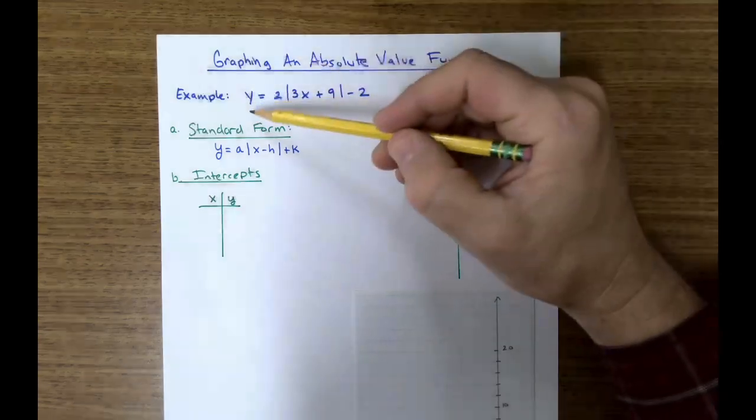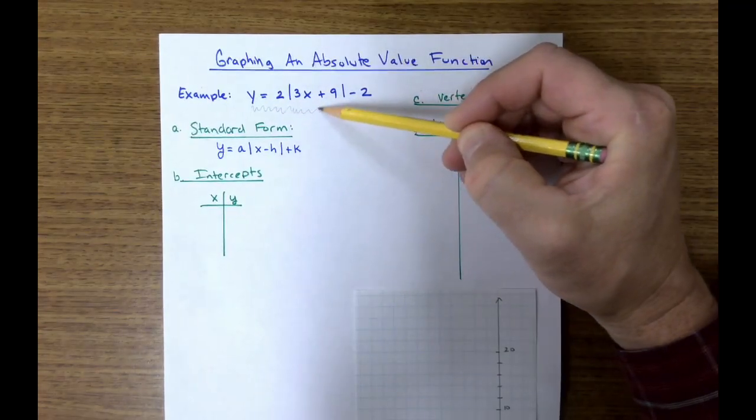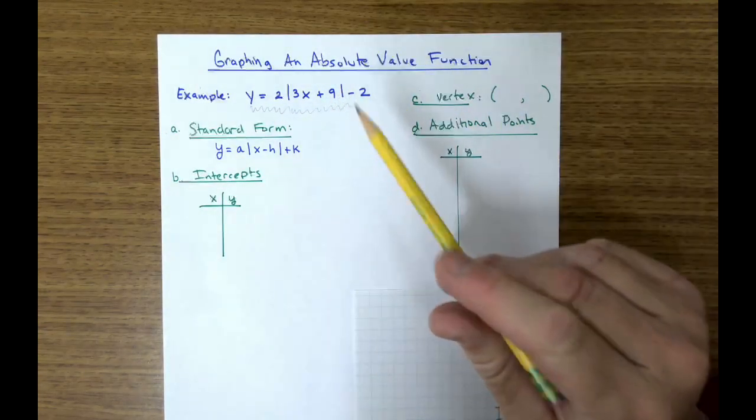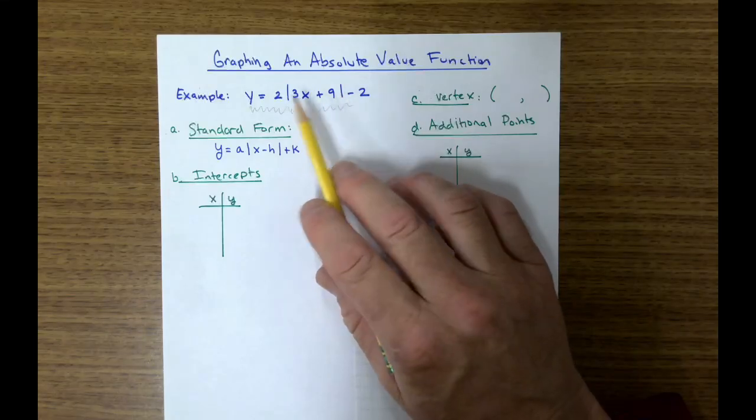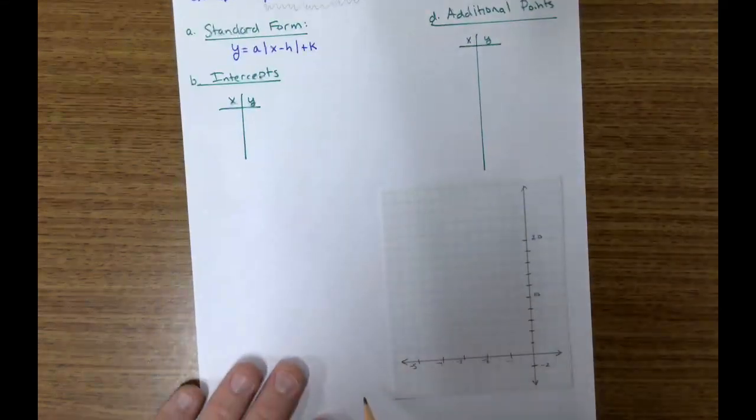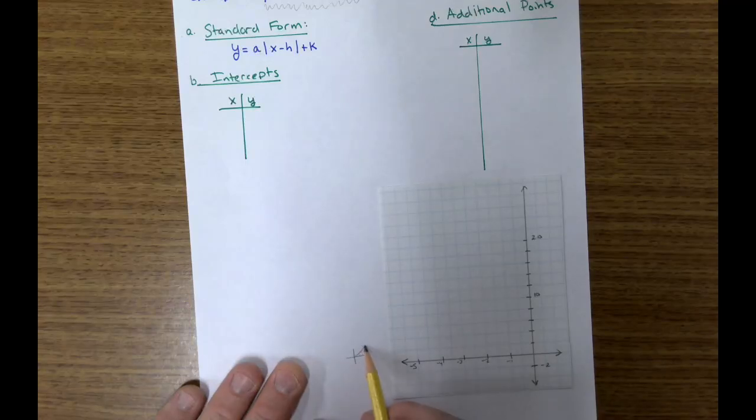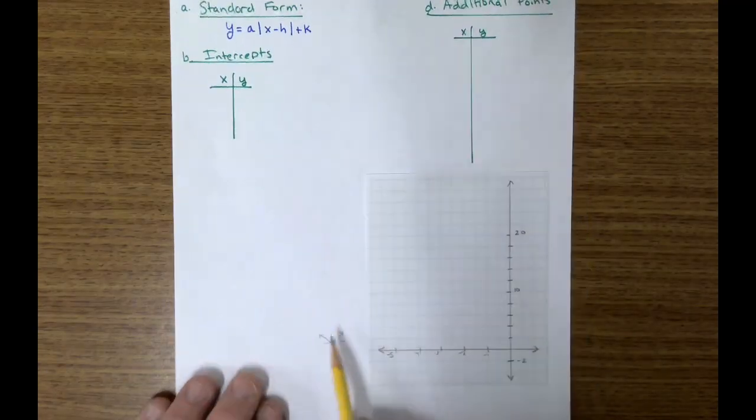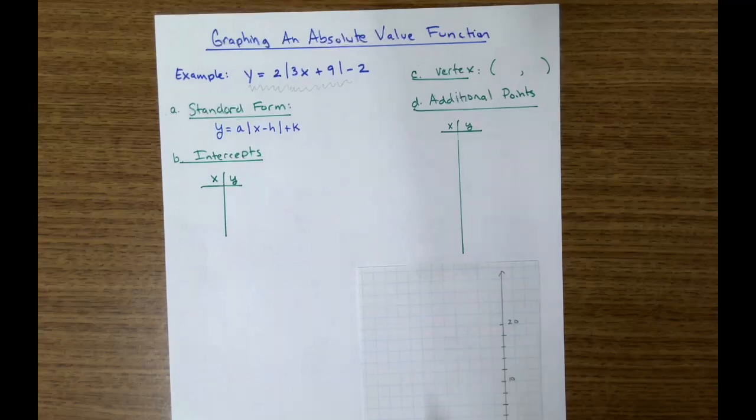So right here we have one to graph. It is absolute value. So just by absolute value, we know what the graph is going to look like. When we come down here and graph it, it's going to be some sort of letter V that's going to be transformed. So let's figure out these transformations.